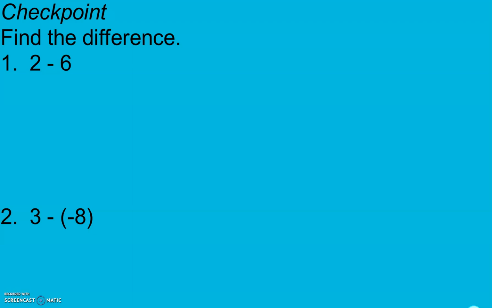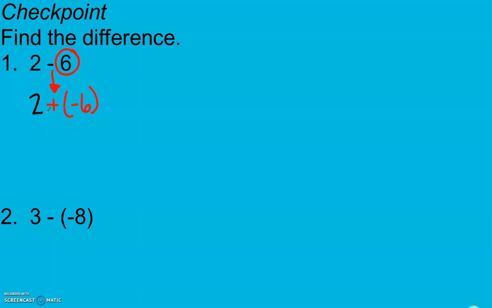We're going to find the difference. Number 1. First thing I'm going to do is change from subtraction to adding the opposite. So instead of being a positive 6, now I'm going to have a negative 6. I'm going to bring down that first number. The first number doesn't change.